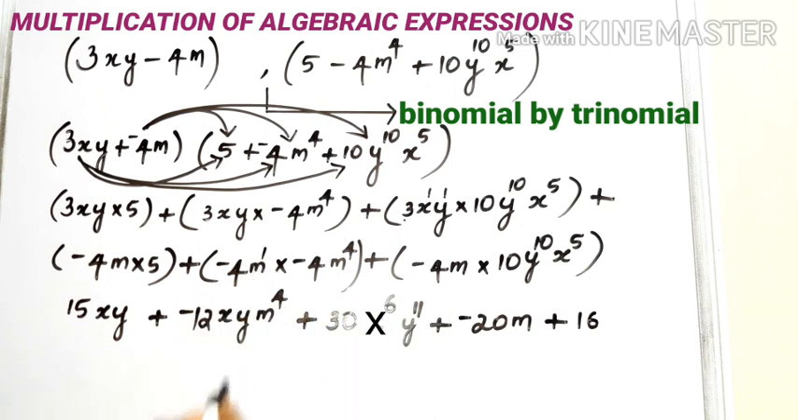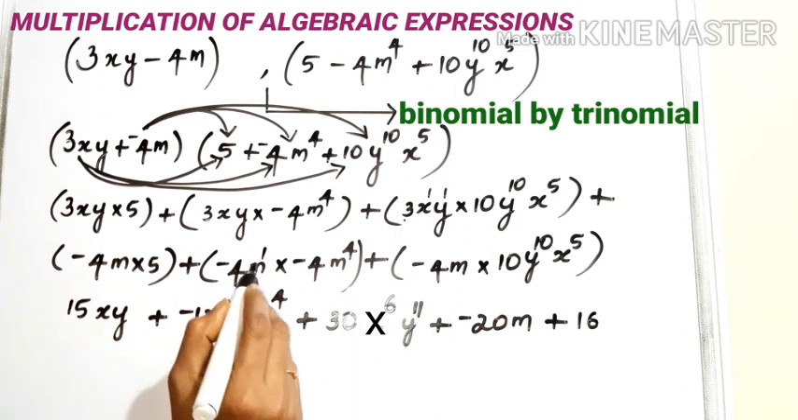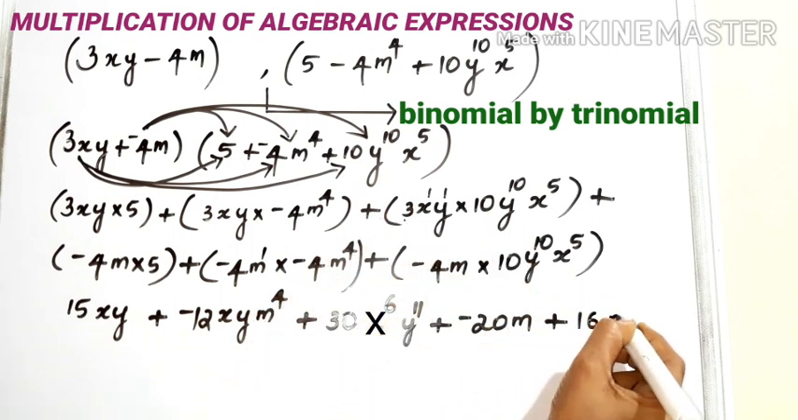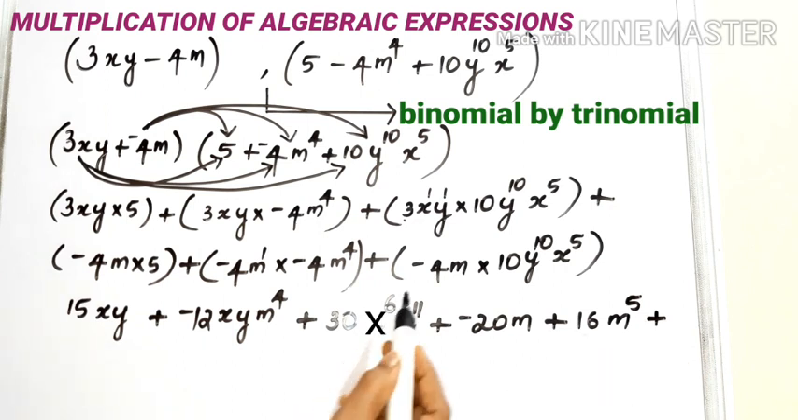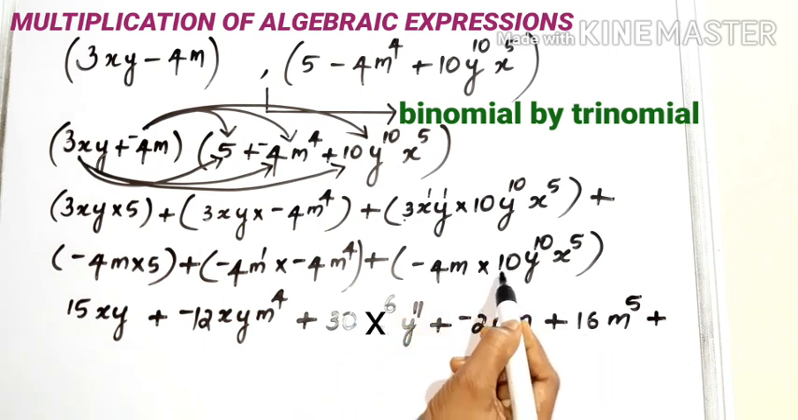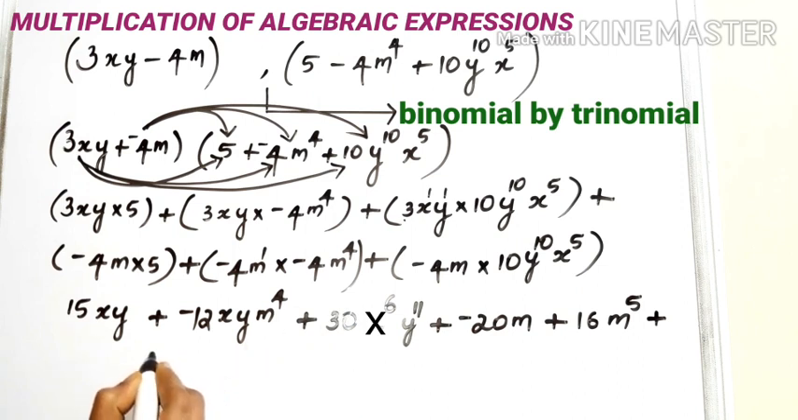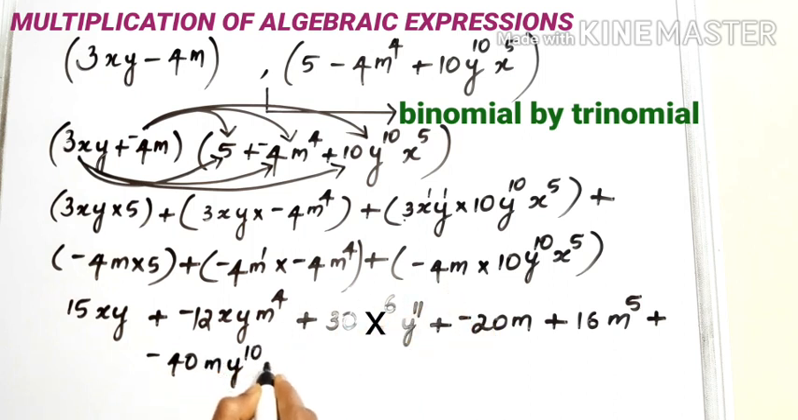m means m^1. m^1 into m^4, m^5. Plus last term minus 4 into 10, minus 40 m y^10 x^5. Our answer is ready. See children, if there are any like terms, you can combine. Okay, clear, no?